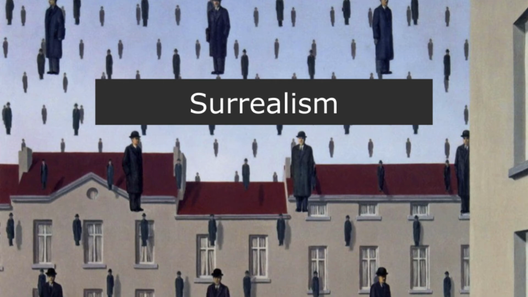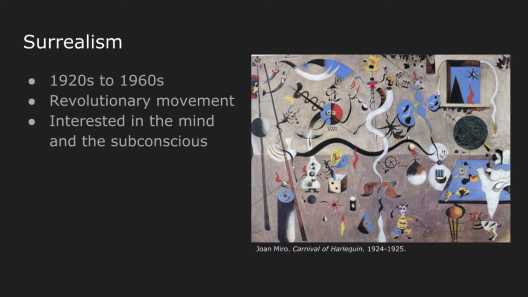Hey everyone, today we're going to be talking about the Surrealism movement. Surrealism lasted from the 1920s to about the 1960s. It was a very revolutionary movement, and the artists involved were interested in the mind and the subconscious. More specifically, they were interested in the ideas that could be found there. Here we have an example of a surrealist piece of artwork by Joan Miro, The Carnival of Harlequin.